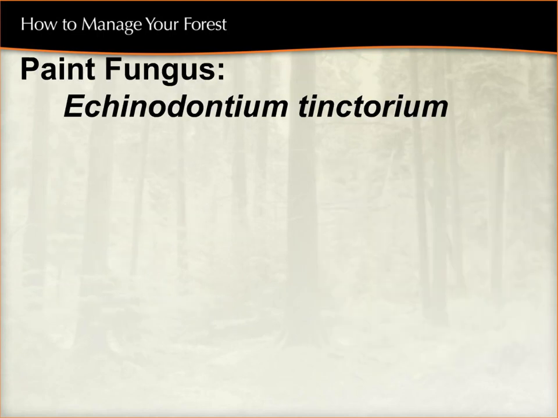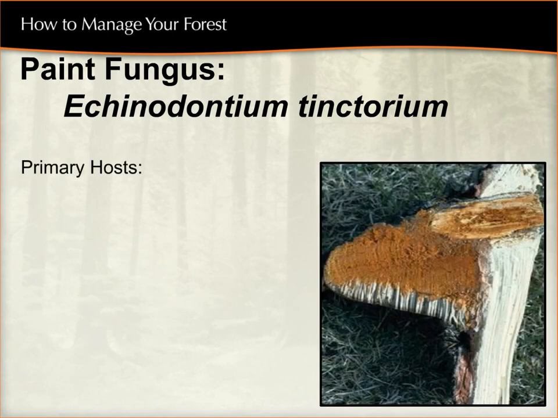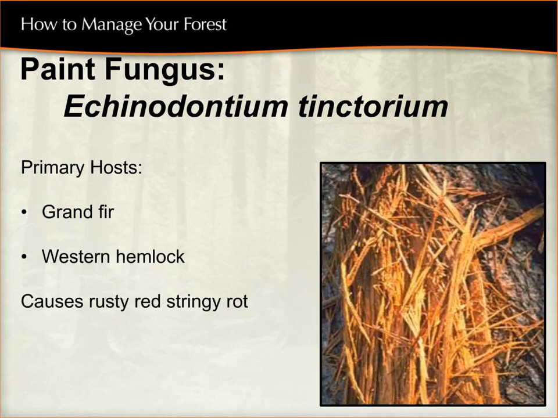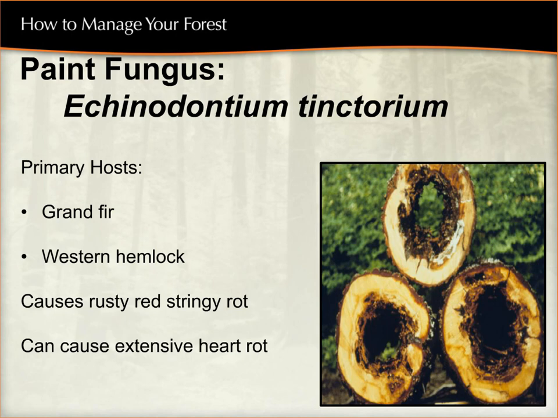The paint fungus, Echinodontium tinctorium, in addition to a serious disease problem, is noteworthy for having a really long name, and its conks were actually used by Native Americans to make a reddish color paint. Its primary hosts are grand fir and western hemlock, where it causes a rusty red string rot, and as you can see in this photo, it causes very extensive heart rot. Logs like these are affectionately referred to as wood culverts.